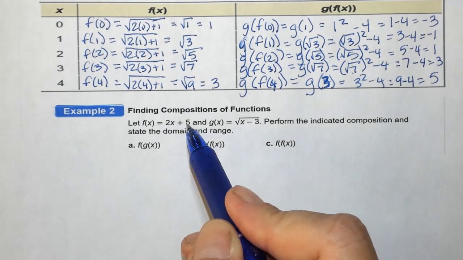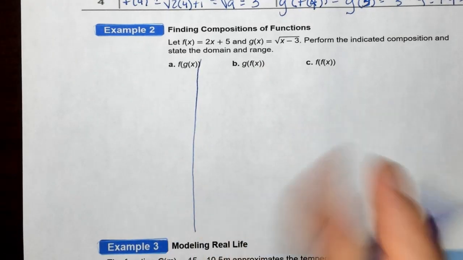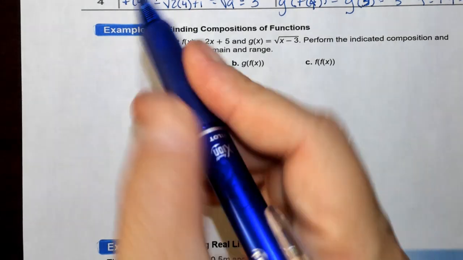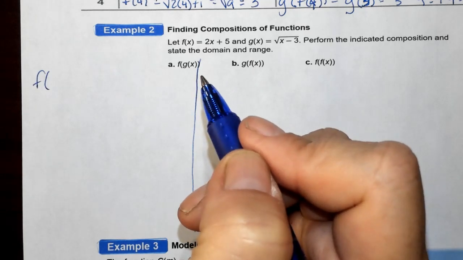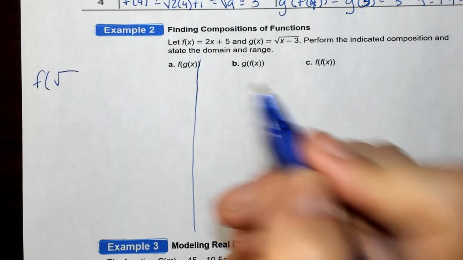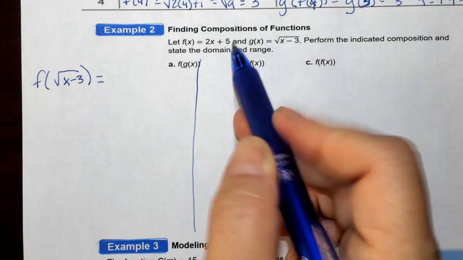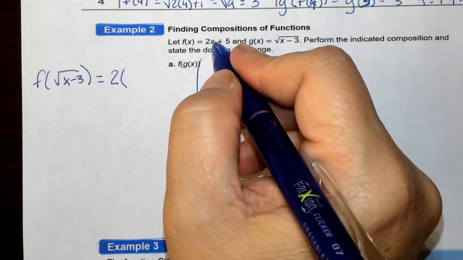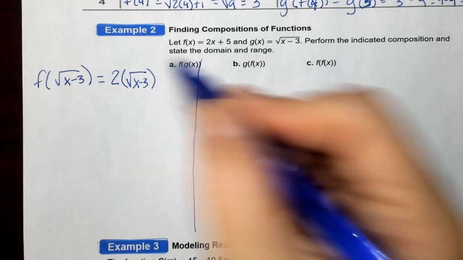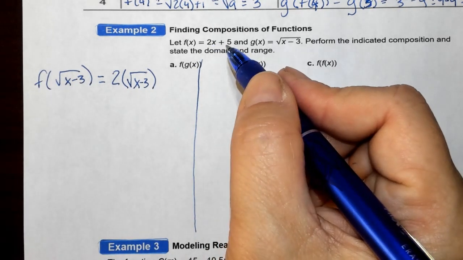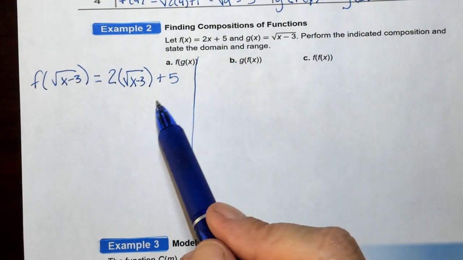All right, so let's get started. I'm going to put a line down here and do a off to the side. So we are doing f of g of x. So basically we're saying f of g of x. Well, what is g of x? The square root of x minus 3. So that's what we're plugging in when we see the x in f of x. All right, so we have 2, but instead of x, we're plugging in square root of x minus 3. Because if that was 5, you would plug in a 5 there. Same concept. All right, and then we have a plus 5. So don't forget that. Biggest mistake is leaving things behind.